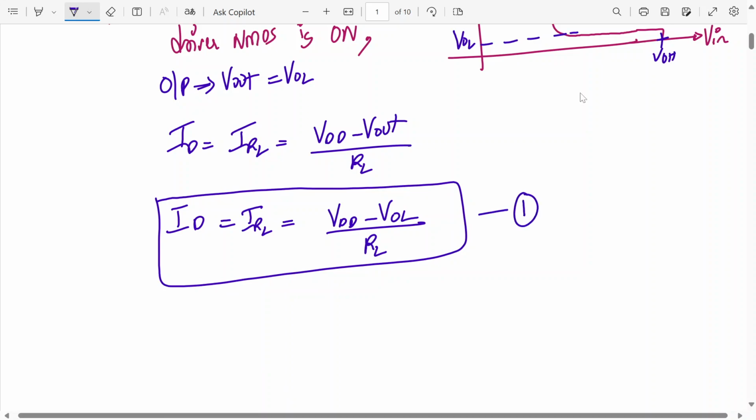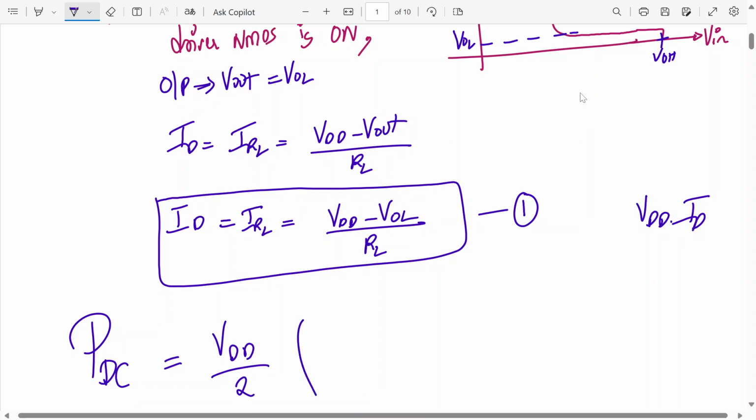Now assuming that input voltage is low during 50% of the operating time and high during the remaining 50% of the time, the average DC power dissipation of the resistive load NMOS inverter can be found. So we are assuming 50% it is on, 50% it is off. So power has to be VDD into ID, but since we are assuming 50% of the time, it will be VDD by 2 into VDD minus VOL upon RL. Understood this? So this is the power dissipation formula for a resistive load NMOS inverter.